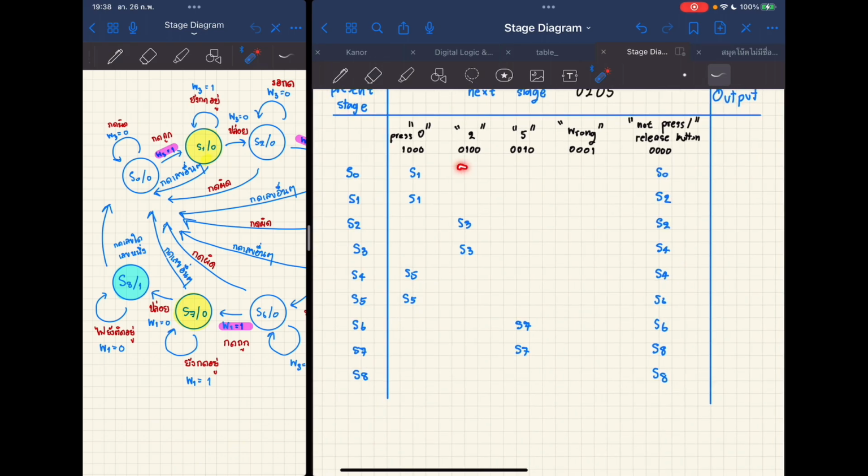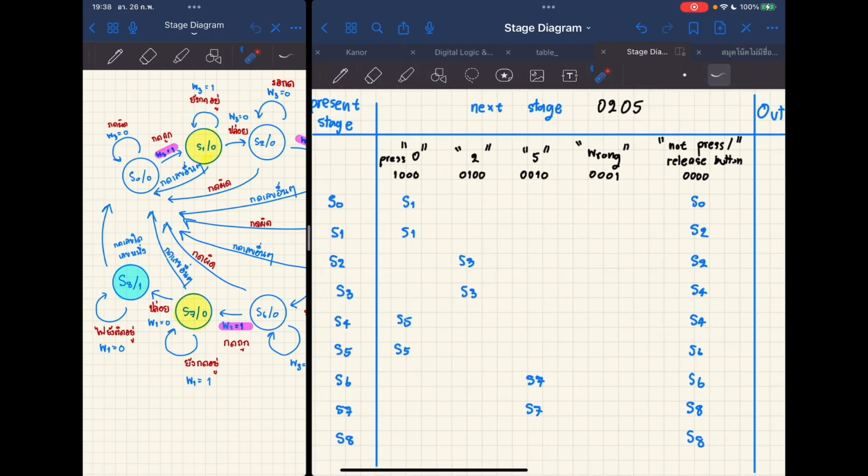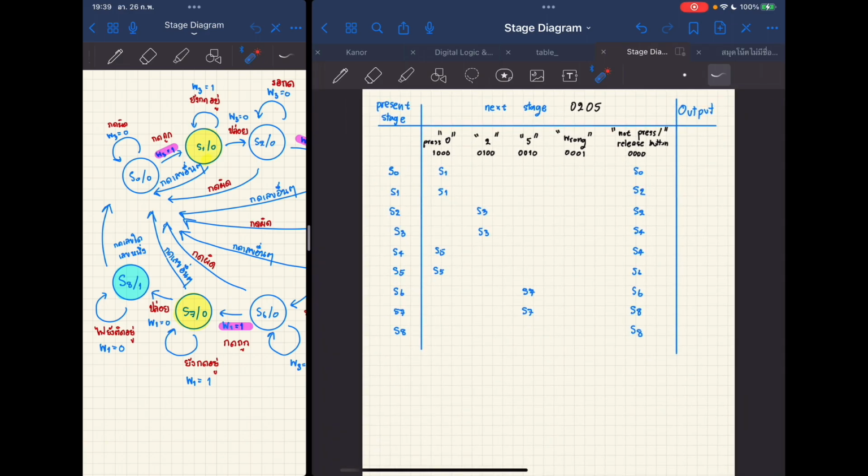So this one that is blank is stage 0, because if we press 2, it's going to be stage 0, 0. And if we press another number, it should go back to stage 0. So all of this would be stage 0, 0, 0, 0. All of this. Okay.